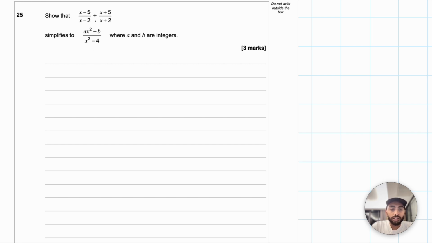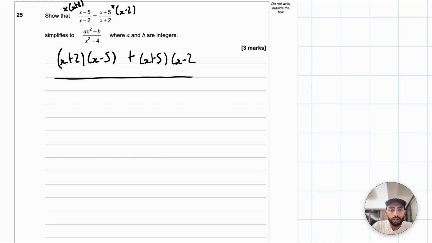Whenever I'm adding fractions, I need to make sure I have common denominators. So to find common denominators here, I'm just going to multiply both of these, and that will give me my lowest common multiple. So I'm multiplying this left-hand side by x plus 2, and I'm multiplying this right fraction by x minus 2. So x plus 2 multiplied by x minus 5 for that first bit, plus x plus 5 multiplied by x minus 2. And all of this will be over x minus 2 multiplied by x plus 2.